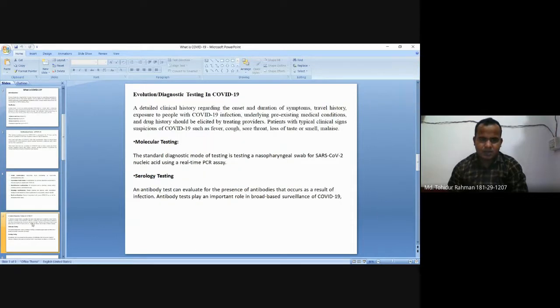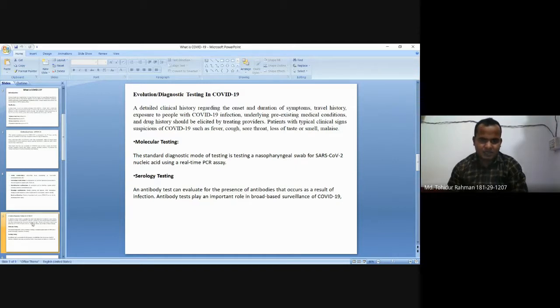Then I want to talk about evaluation or diagnostic testing in COVID-19. It details clinical history regarding the onset and duration of symptoms, travel history, exposure to people with COVID-19 infection, underlying pre-existing medical conditions, and drug history, which should be elicited by treating providers. Patients with typical clinical signs suspect COVID-19, such as fever, cough, sore throat, loss of taste or smell, malaise.